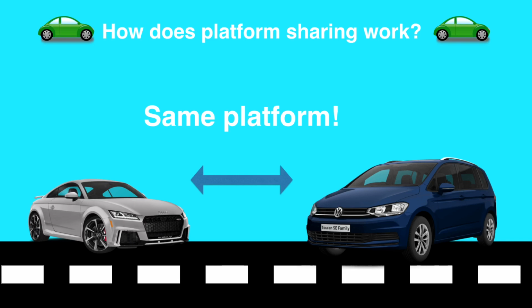Regardless of what type of car they are, they all have to share the same front axle, pedal box, and engine position. VW saves 60% of development costs and can cut building time by 30%.